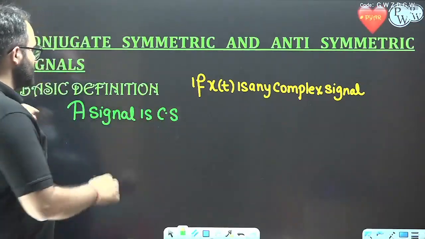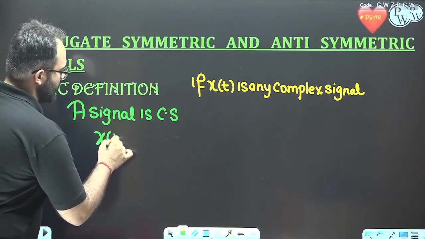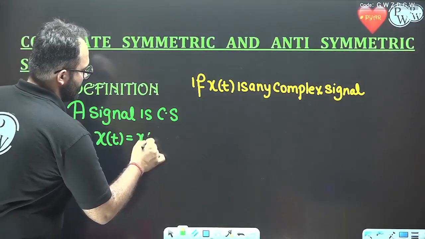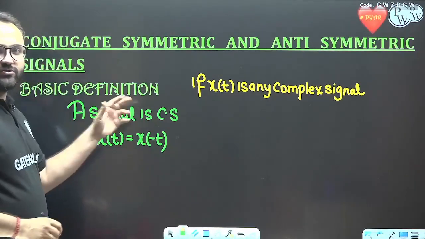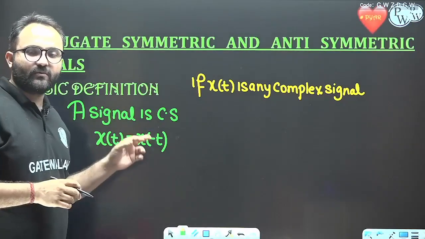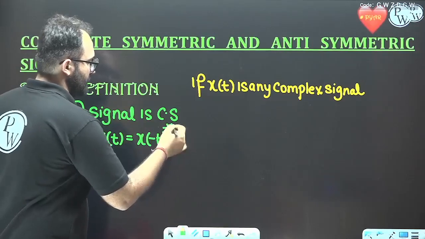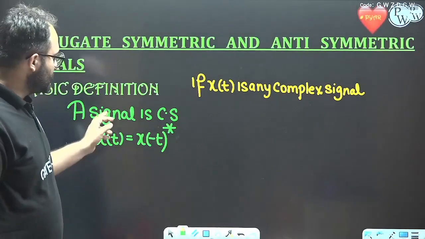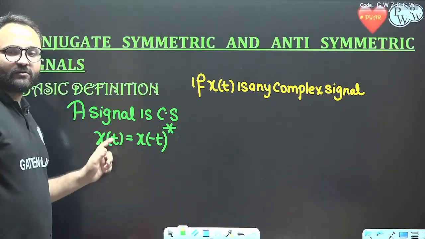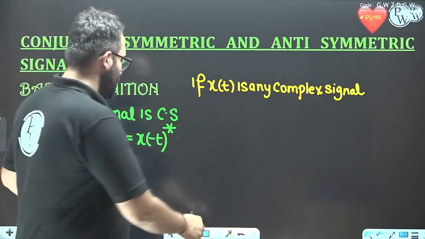Even, what was the property or definition for even? It was x(t) equals x(-t). Here for conjugate symmetric, the equation is the same as that of even. The only thing is we put a conjugate here. So this is the condition for conjugate symmetric: x(t) equals x(-t) conjugate. Okay, next.